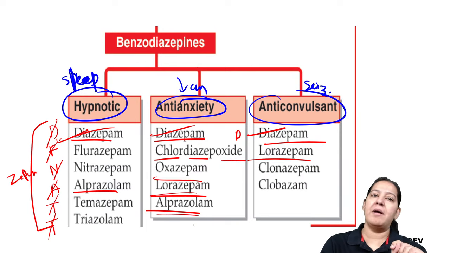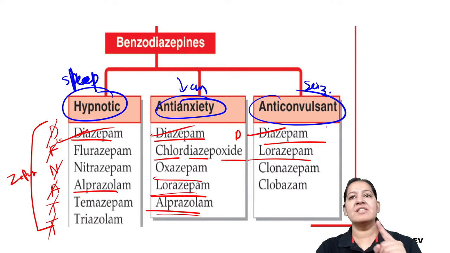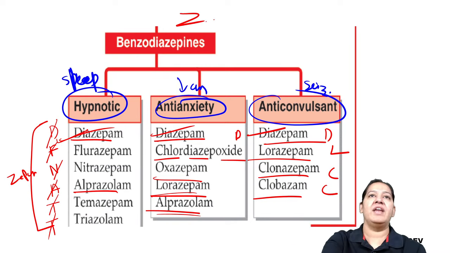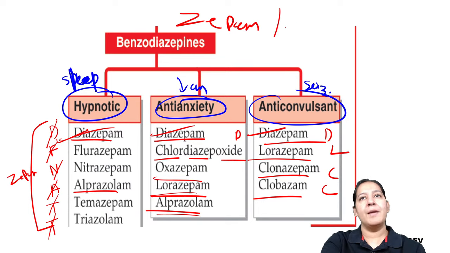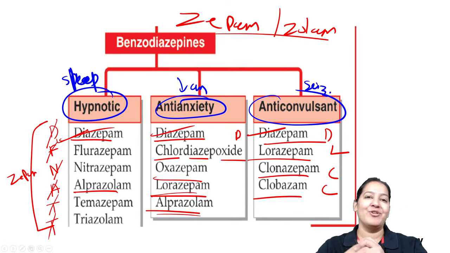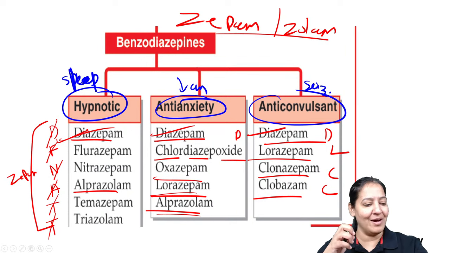Oxazepam, lorazepam, alprazolam. In anticonvulsants, there are diazepam, lorazepam, clonazepam and clobazam. So various zepams are there. I know zepams and zolams. I know the classification is difficult, but anyhow, you have to learn it. There is no escape. You have to learn it.